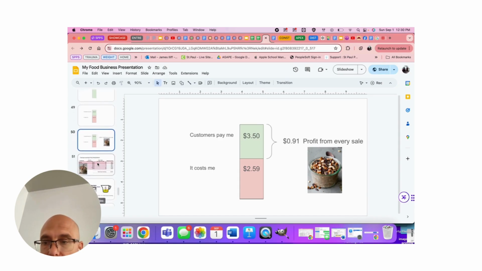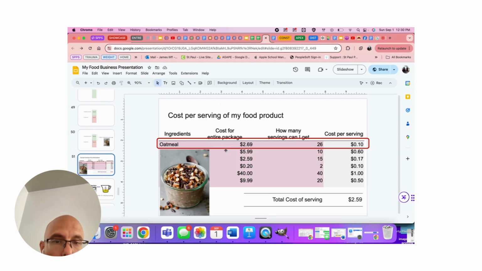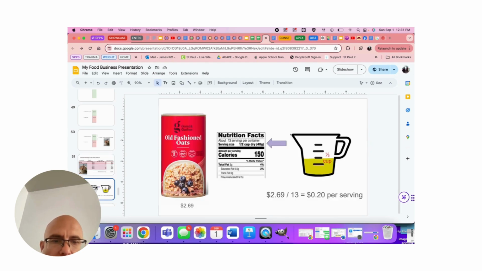So let's go look at this again. How do I determine this? How did I get to here? 10 cents per serving for oatmeal, for instance. In other words, every time a customer buys oatmeal, it costs me 10 cents of oatmeal. How did I determine that? Well, let's get in here and look. So, I went to the store and bought a big container of oatmeal, and it cost me $2.69 for this big batch of oatmeal, dry, of course.